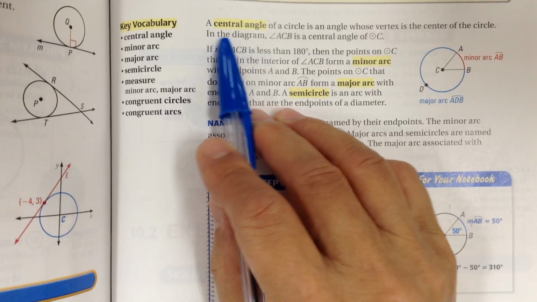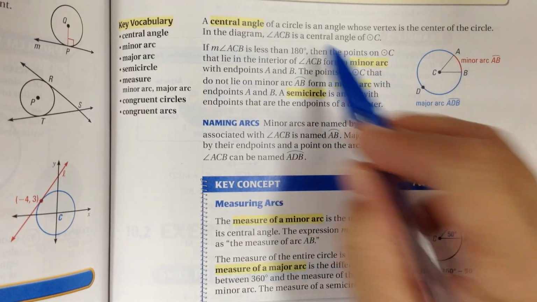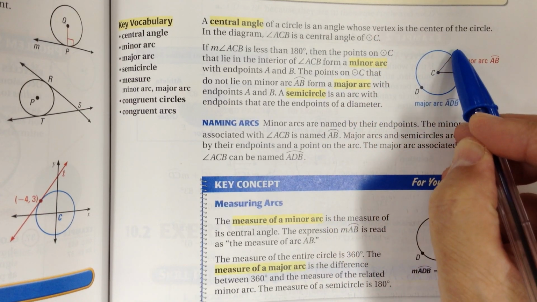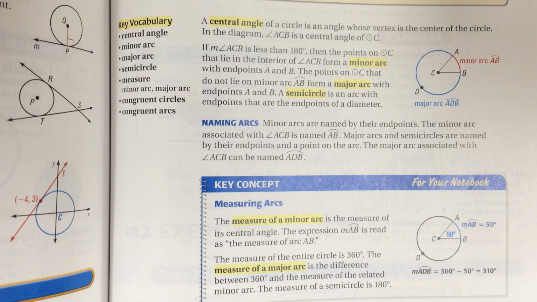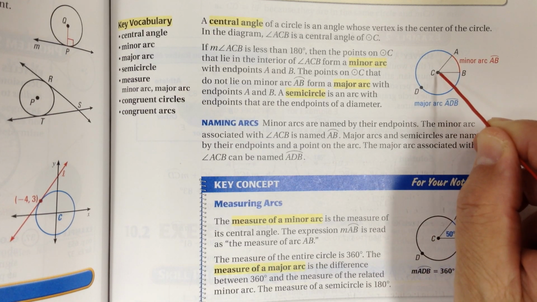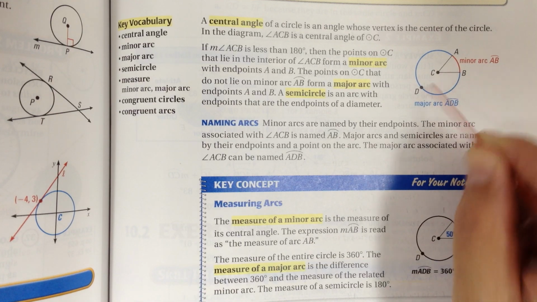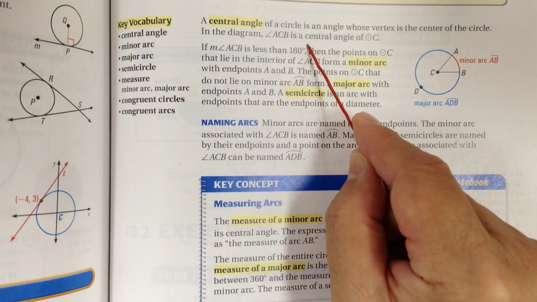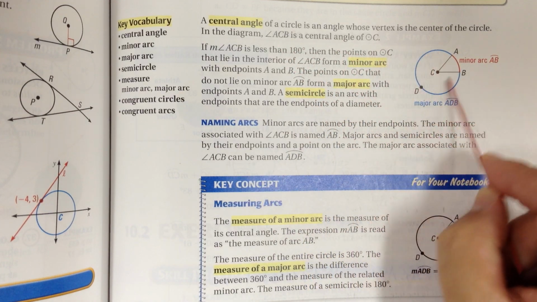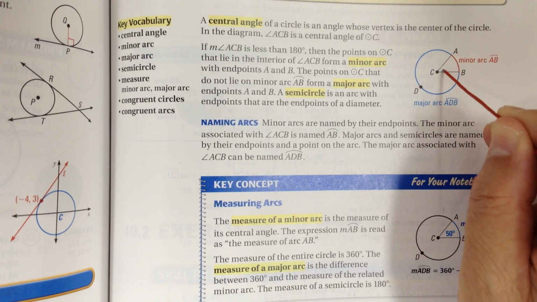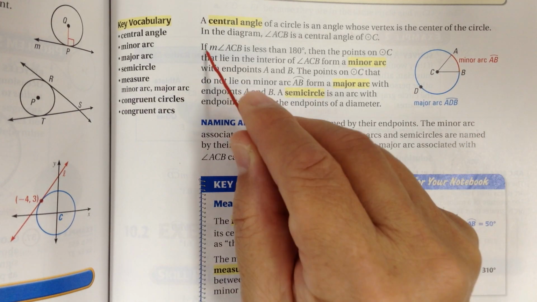A central angle of a circle is an angle whose vertex is the center of the circle. So this is an example of a central angle right over here, when the vertex is the center of the circle. It says in the diagram, angle ACB is a central angle of circle C. So again, angle ACB, this angle right over here, is the central angle.